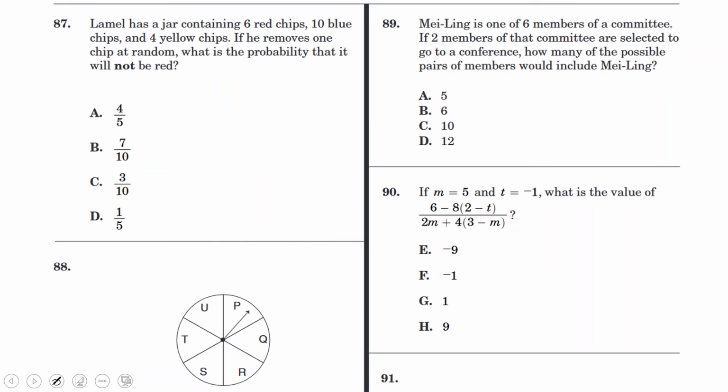So here we have a jar containing 6 red chips, 10 blue chips, and 4 yellow chips. If he removes 1 chip at random, what is the probability that it will not be red? If it is not red, then he has to select blue or yellow out of 6 plus 10 plus 4 chips total. So that is 14 over 20, 7 out of 10, B.